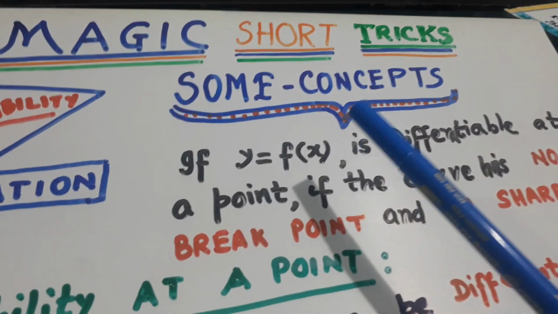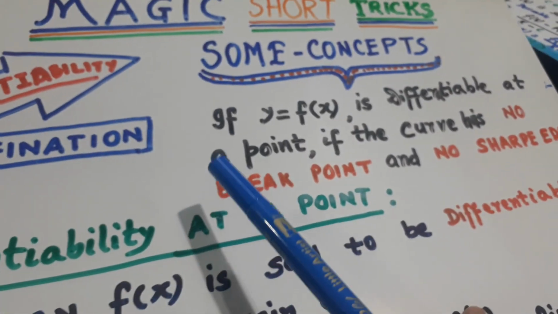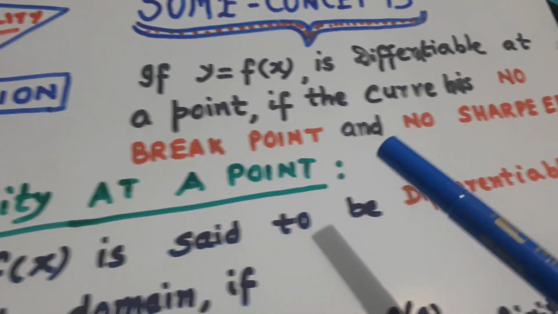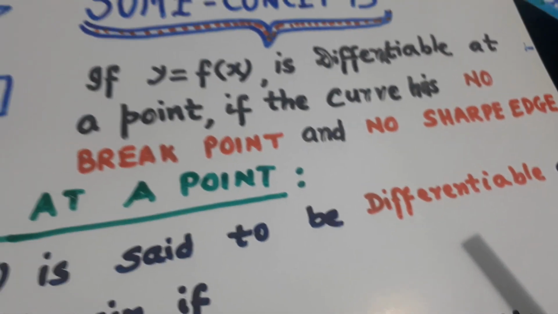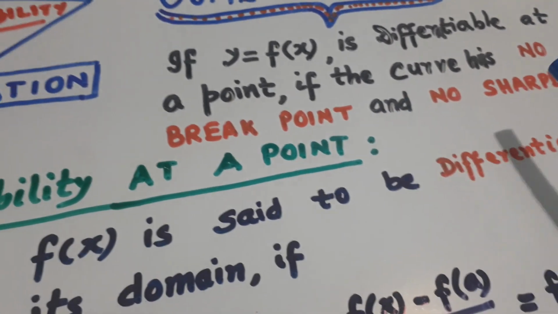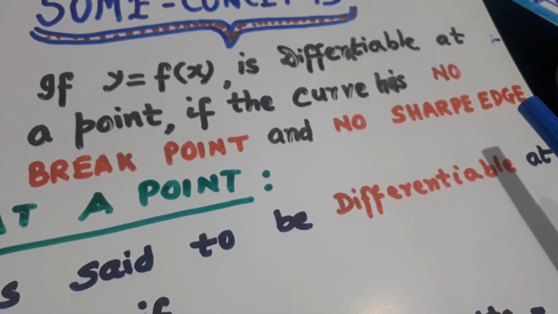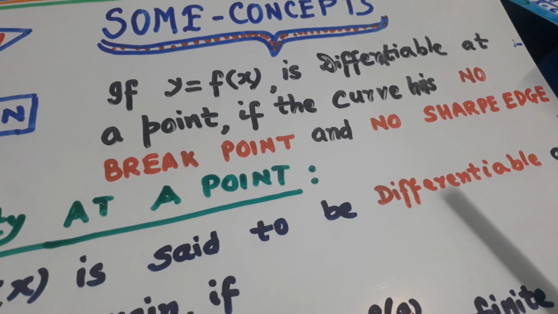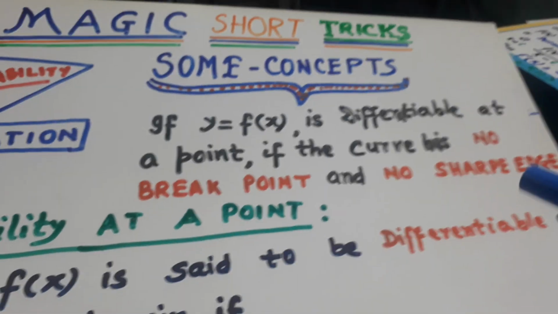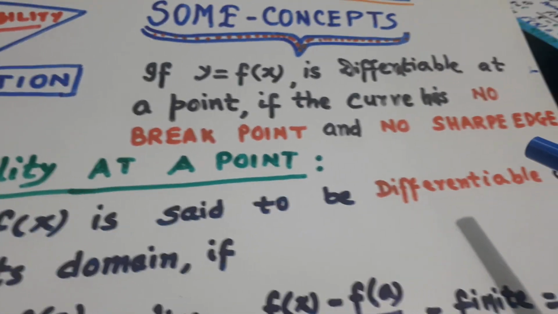Differentiability, look here. The definition is: if y = f(x) is differentiable at a point, the curve has no break point and no sharp edge. If the function is not continuous, the curve has a break point, a puncture, and sharp edges, a cusp. When the curve turns sharply, then there arises a cusp, that is, a sharp edge.